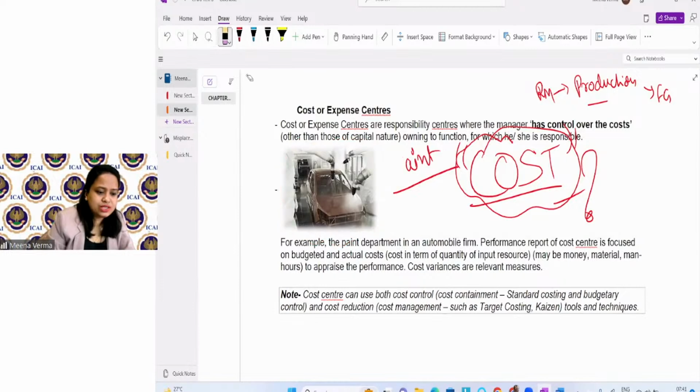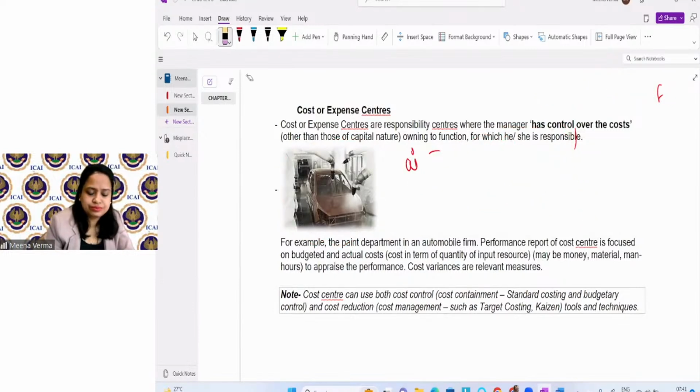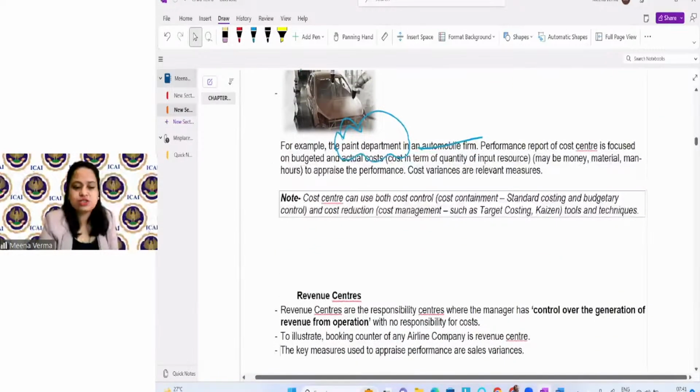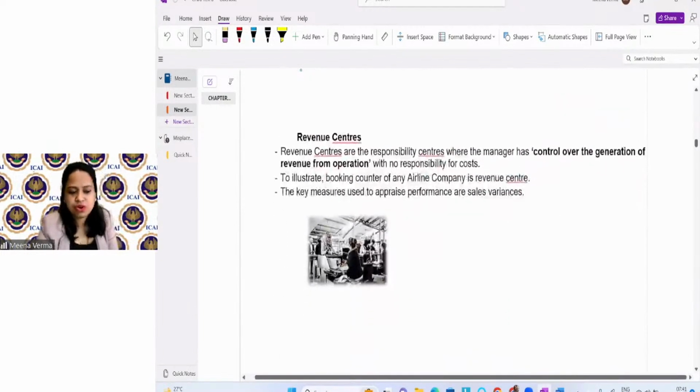Okay, so you can see here, cost or expense centers are responsibility centers where the manager has control over the cost. Where the manager is only responsible for cost, he has control over the cost. So that will be considered as what? Cost center. Like they have given you an example, paint department, production department, paint department of an automobile. In that department, the manager is only responsible for cost. Similarly, in the production department, the manager is only responsible for cost.